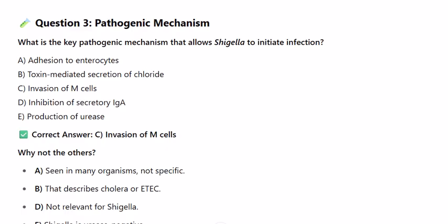Invasion of M cells. Why not the others? A. Seen in many organisms, not specific. B. That describes cholera or ETEC. D. Not relevant for Shigella. E. Shigella is urease negative.